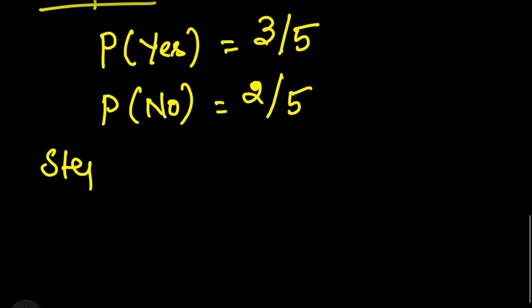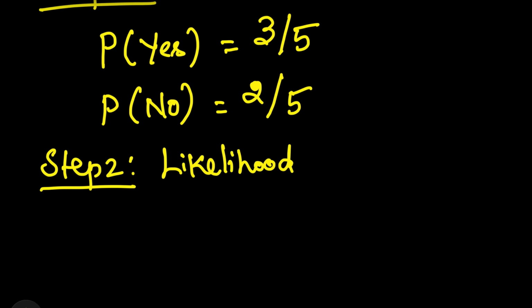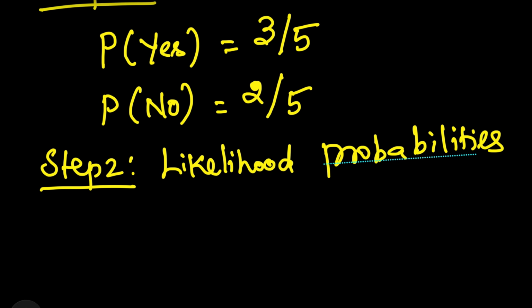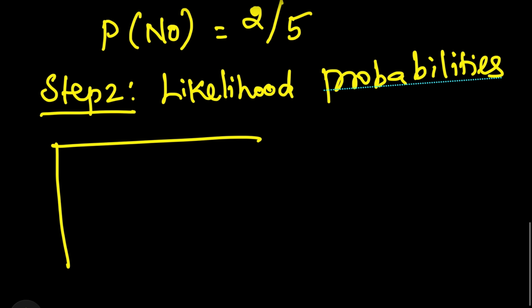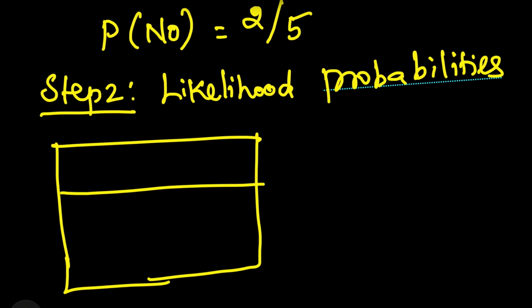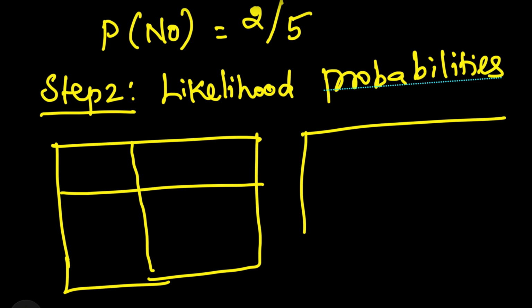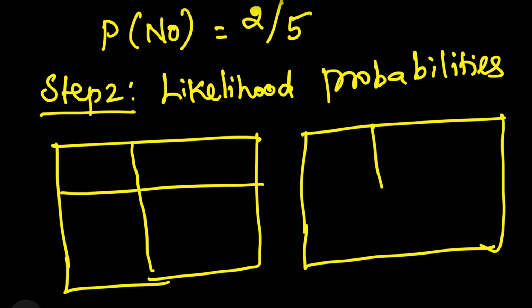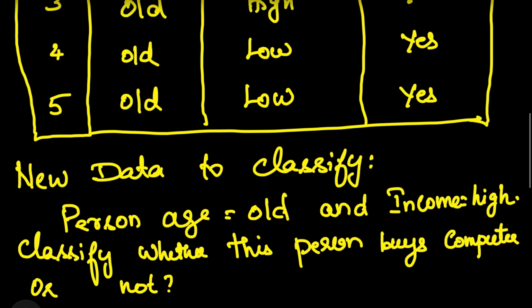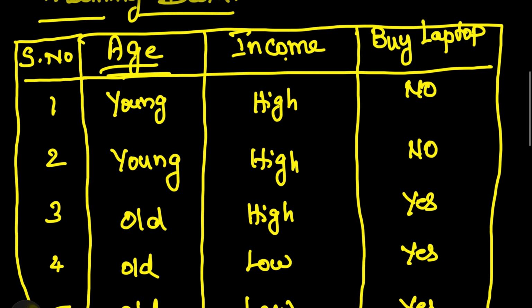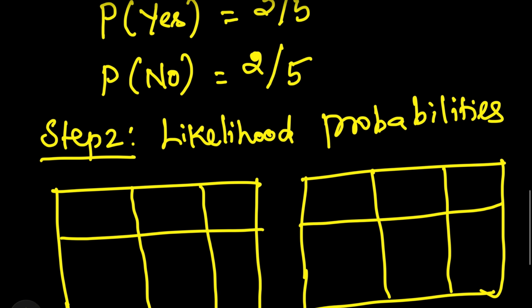And what is the next step? Step 2 involves calculating the likelihood probabilities. How can we find the likelihood probabilities of the given data set? Let me take 2 tables. Since we have 2 features, I'm going to take 2 tables, based on the number of features which we have. What is the first feature I have? Age. And the second feature is income. So let us take age and income, writing the age and income here.